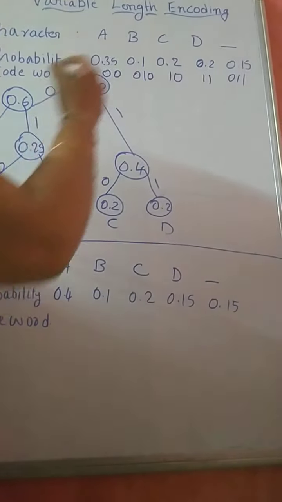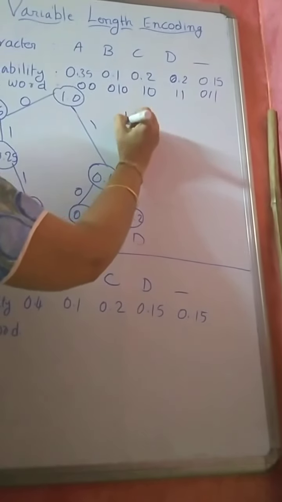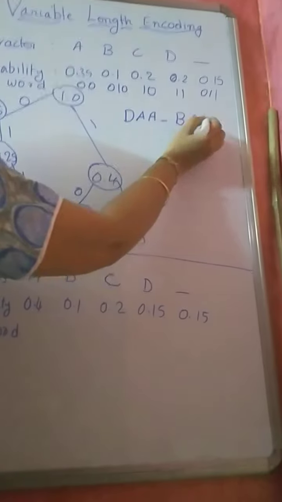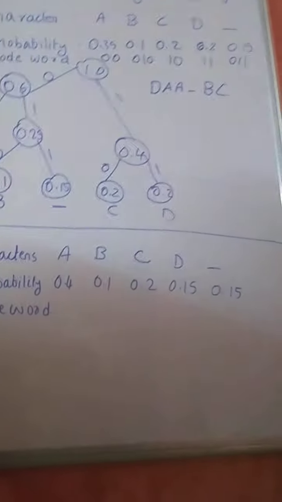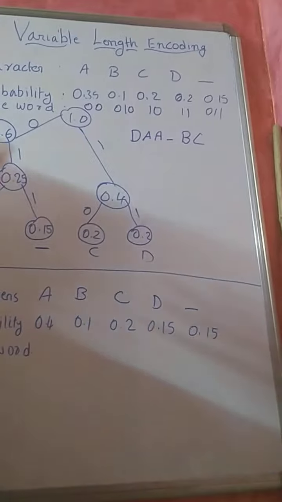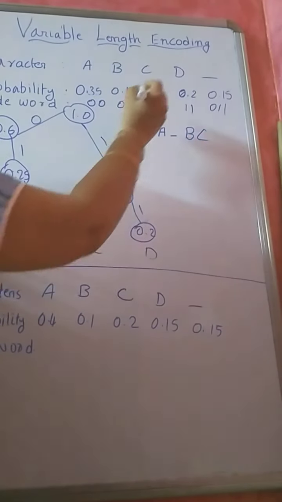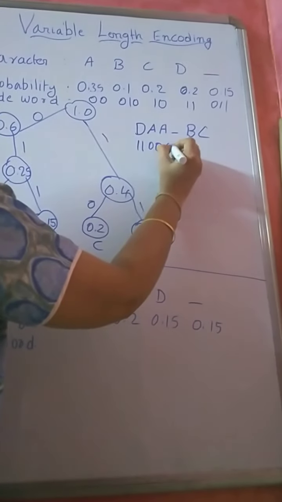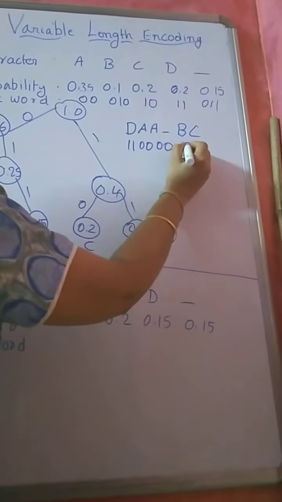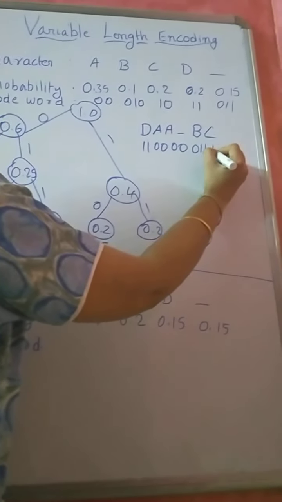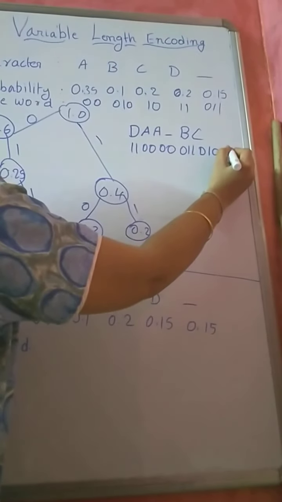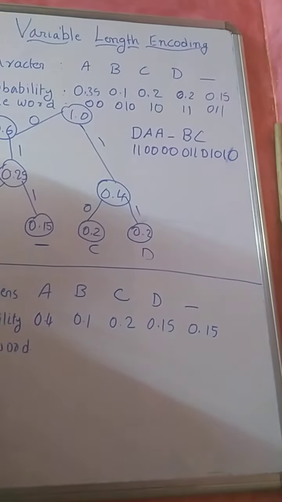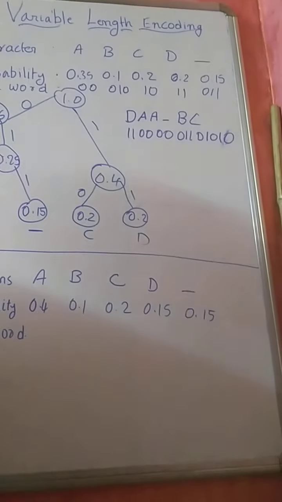Now with this, take one example: D A A underscore B C, something like this. Now how do we encode this particular text? D means 1, 1. A means 0, 0, 0, 0. Underscore is 0, 1, 1. B is 0, 1, 0. C is 1, 0. So this is the encoded message for D A A underscore B C.